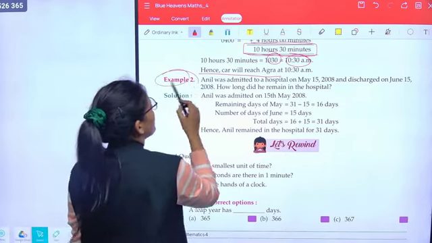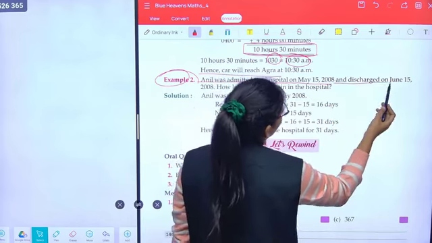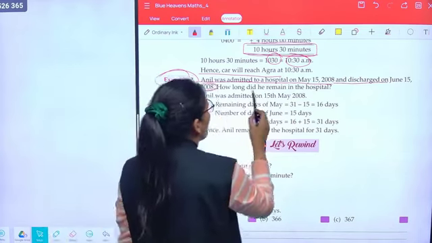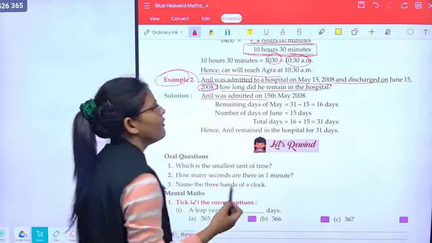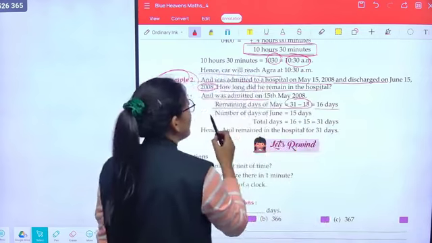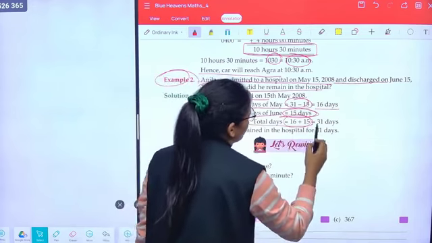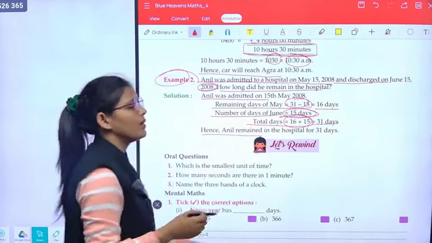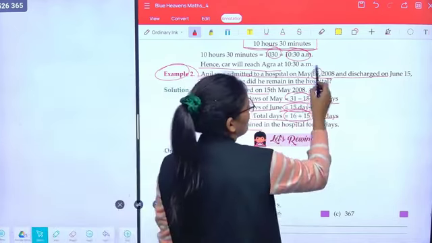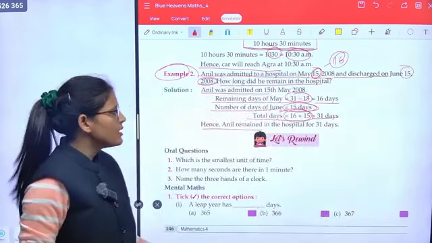Now example number 2. Anil was admitted to a hospital on May 15, 2008 and discharged on June 15, 2008. How long did he remain in hospital? Anil was admitted on 15th May 2008. Remaining days of May: 31 minus 15, 16 days. Number of days of June, 15. Okay, total days 16 plus 15, 31 days. Hence Anil remained in the hospital for 31 days. क्योंकि May के 16 days और June के 15 days means 31 days.